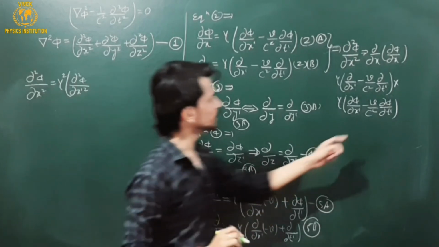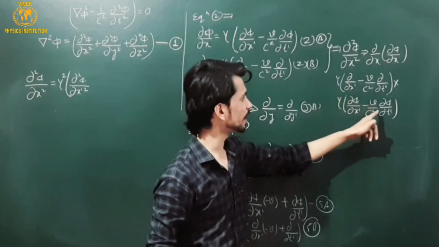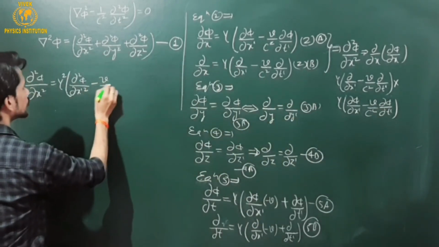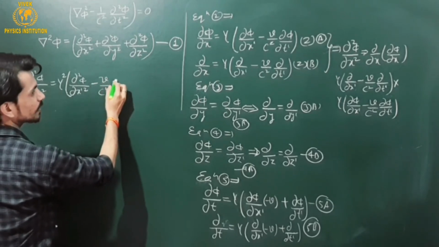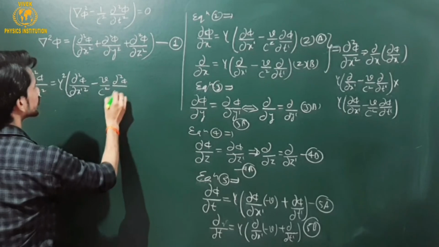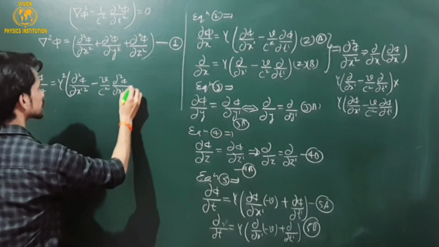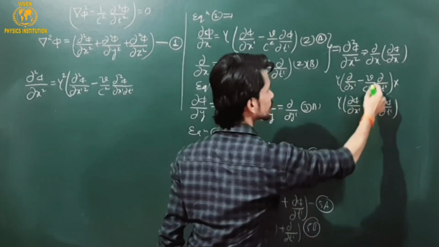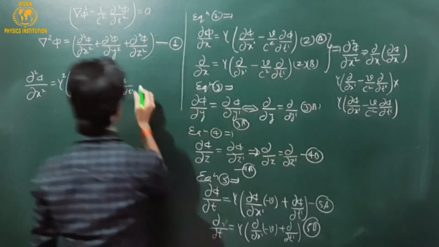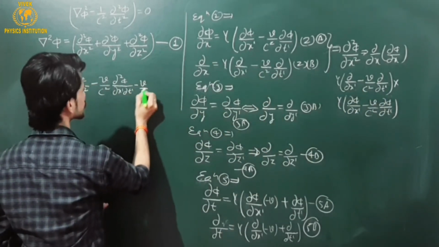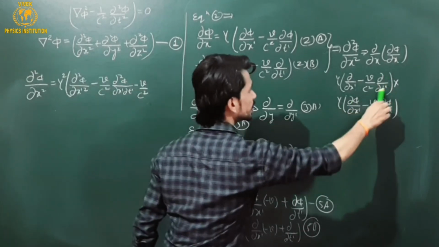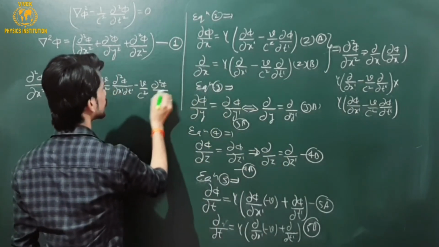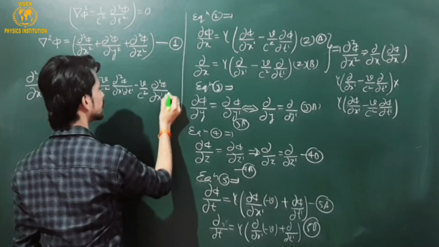Now the turn is for this. ∂/∂x' will be multiplied by the v over c² ∂φ/∂t'. I will get minus v over c², and I will get ∂²φ/∂x'∂t'. Again I will multiply this factor with this, so this will be minus v over c², and ∂/∂t', which will give me ∂²φ/∂x'∂t'.